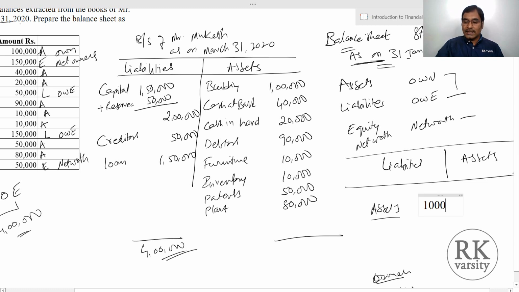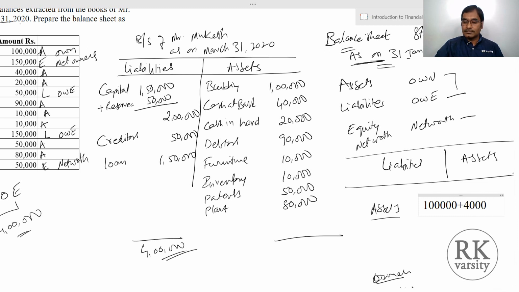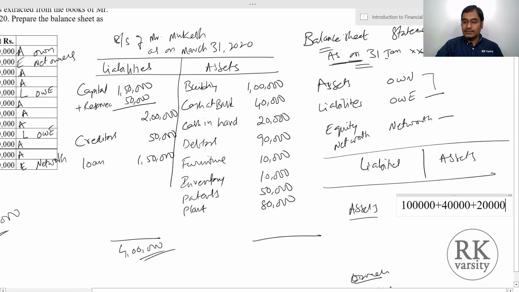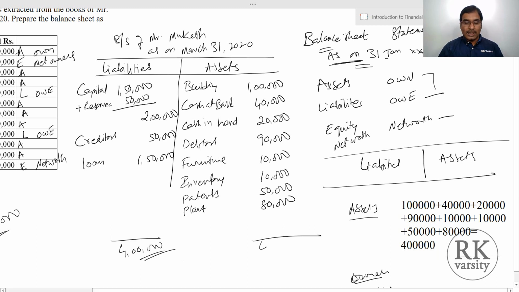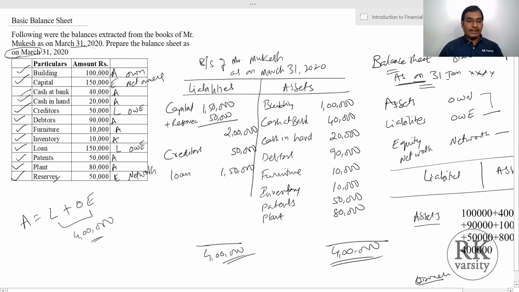So this is 1 lakh plus 40,000 plus 20,000 plus 90,000 plus 10,000 plus another 10,000 plus 50,000 plus 80,000. So this is again 4 lakhs. So our assets equal owner's equity plus liabilities. When your assets equal liabilities, it clearly indicates that you have posted all your transactions in a proper manner in your books of records.